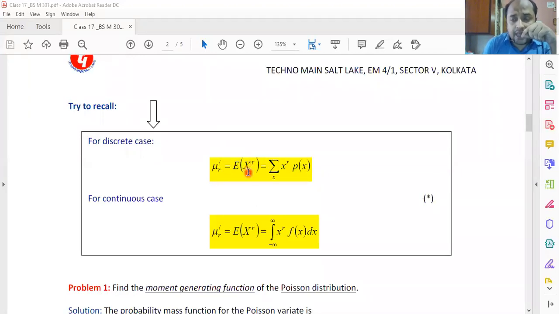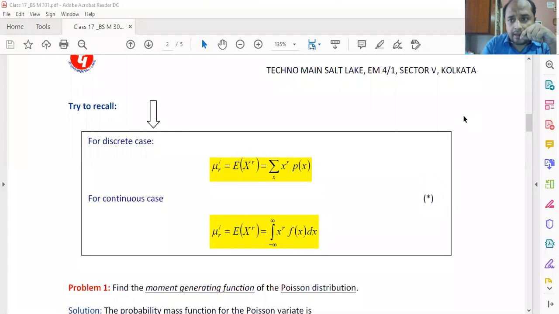When capital X is discrete, this mu R prime is defined as summation X to the power R multiplied by their corresponding probability mass function. And when capital X is continuous, mu R prime is defined as integration from minus infinity to plus infinity of the integrand X to the power R multiplied by its corresponding probability density function. That was the thing which I discussed in class 6 in the chapter of movement.